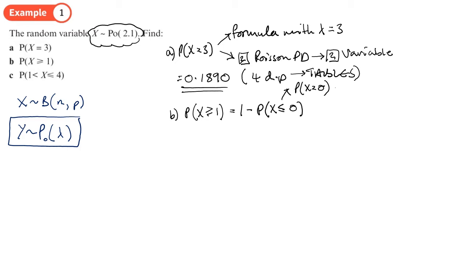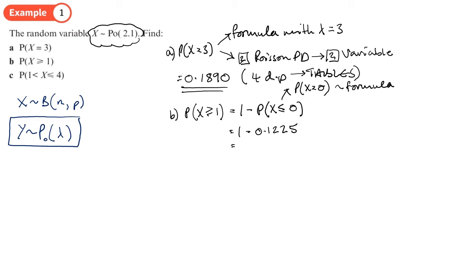And we could work this out by using the formula. Yeah, I'm going to use my calculator, so it's going to be 1 minus, and then I can keep on binomial PD actually, because it's only probability of 0, with x equal to 0, same value of lambda, and I get 0.1225 rounded to 4 decimal places.